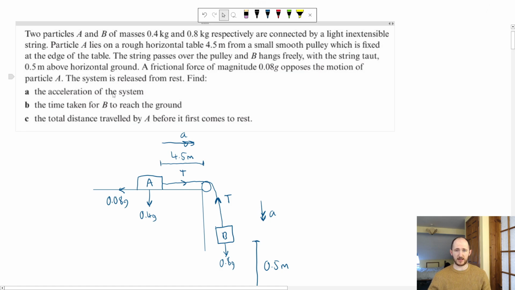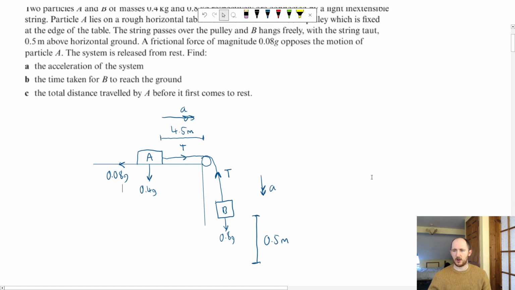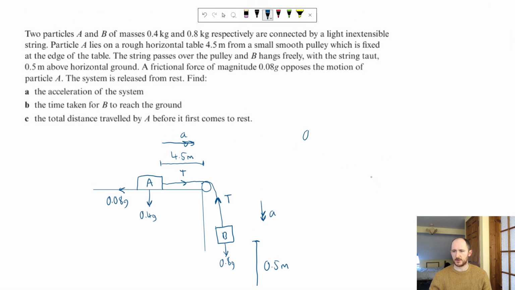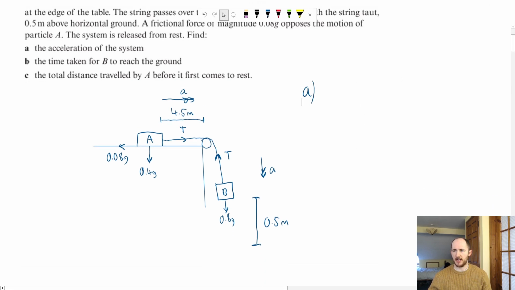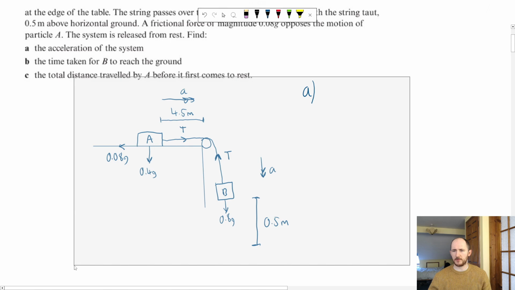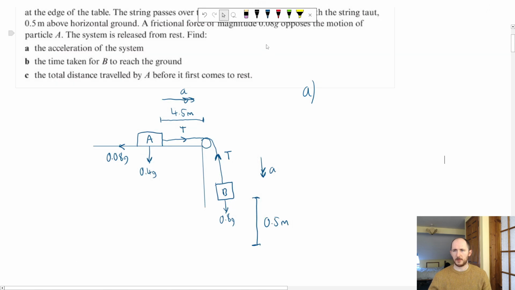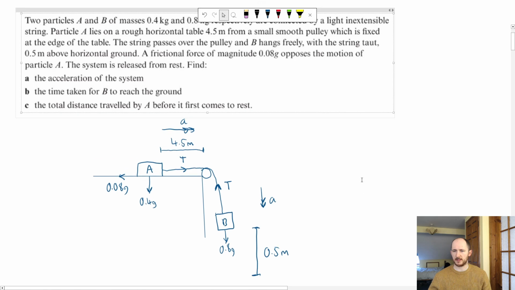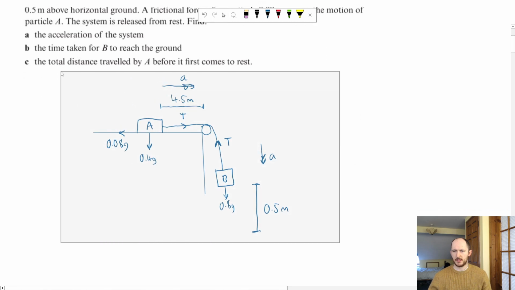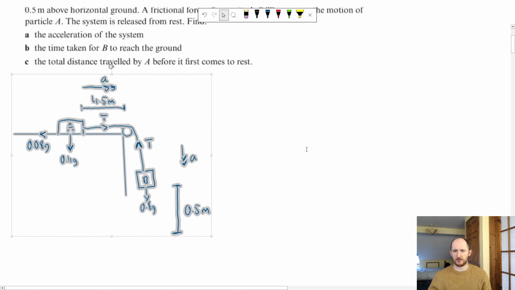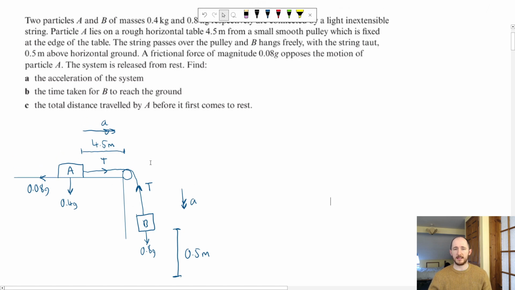As the system is released from rest, find the acceleration. Okay, so just like with connected particles, what we can do, and this is a very nifty trick, is we can actually resolve them separately. Okay, which is extremely useful. So I'm actually going to move this diagram over so I can actually draw on it. So what I mean by that is we can actually resolve particle A and particle B separately.